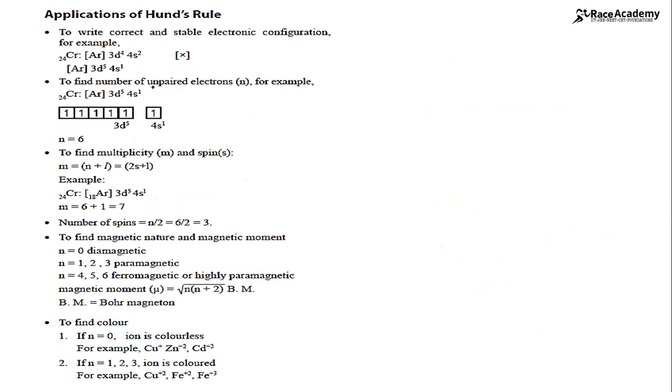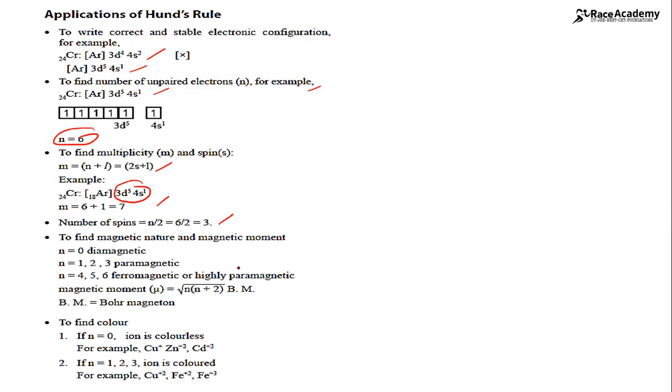Applications of Hund's rule: it is useful to find the number of unpaired electrons, and also to write the correct stable electronic configuration. If you write chromium as 3d4 4s2 or 3d5 4s1, the spin multiplicity plays an important role. To find the number of unpaired electrons, in 3d5 4s1 the number of unpaired electrons is 6. Find the multiplicity from the spin value s, 2s plus 1, so for 3d5 4s1 it is 6 plus 1, that is the multiplicity. And the number of spins is n by 2, that is 3. That formula you can also use.